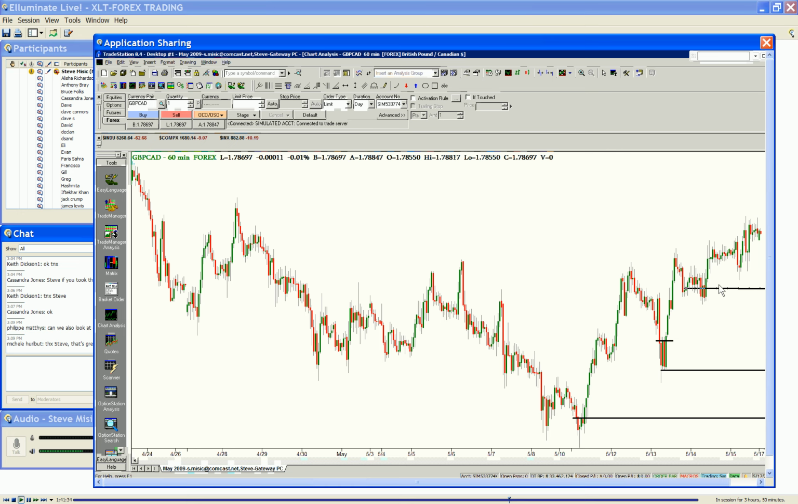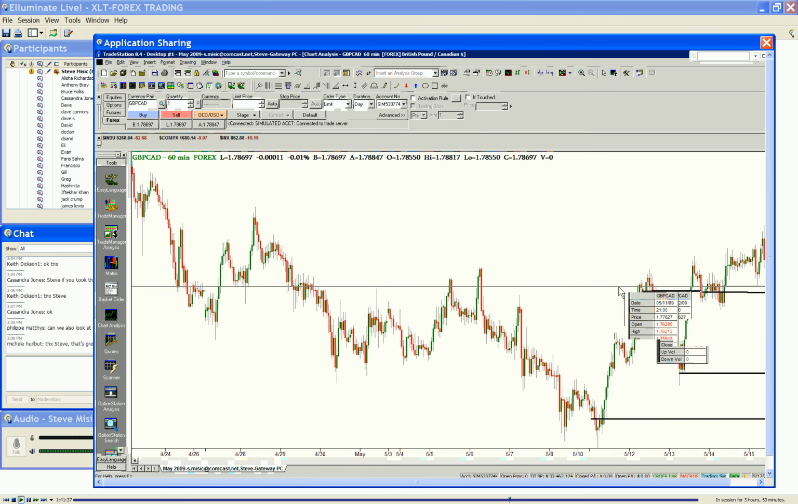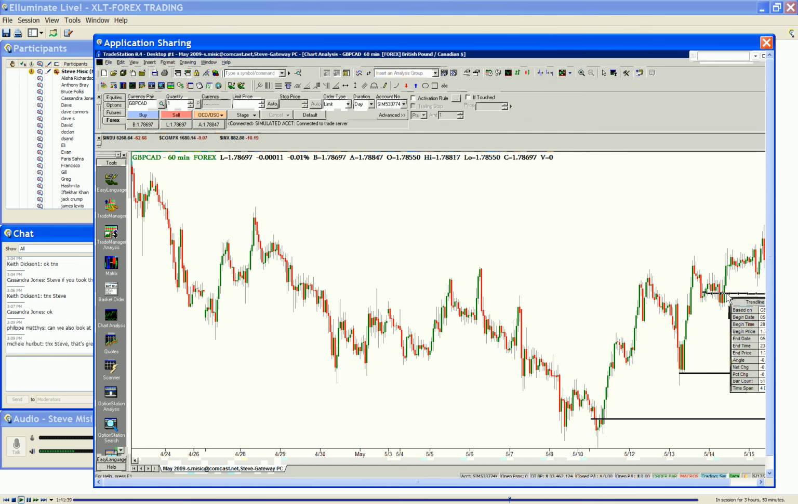So watch that one. Maybe though, we get a pullback to this one before we get down there. Let's leave this here and just identify this one here.